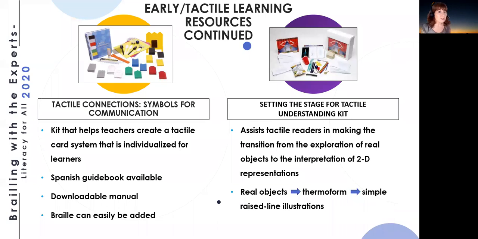So some other resources for tactile learners would be the Tactile Connections Symbols for Communication. It is a kit. You can see a lot of the things that are available in it. It helps teachers create a tactile card system for individual learners, because you really want it to be specific to those individual learners. What's nice about this one is it does have a Spanish guidebook that is available. It is a downloadable manual, so you have access to it at any time. And once again, as they grow and learn, Braille could be easily added to these.